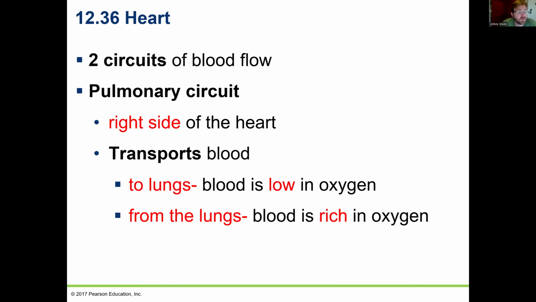Right. So we have two circuits of blood flow that we really need to be aware of, and that's going to be the pulmonary circuit, which is managed by the right side of the heart, and that's going to transport blood to the lungs that is low in oxygen, and then receive blood that's going to be rich in oxygen.